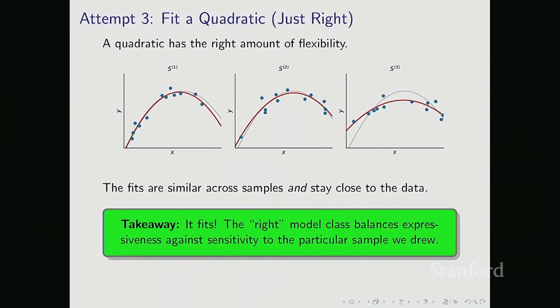So the fits are similar across samples and they stay close to the data. Okay? And sure, they make some errors. But those errors somehow are the errors that are in the data. If I gave you a really bad sample of training data, your model class shouldn't be held accountable that it also fit a poor model.